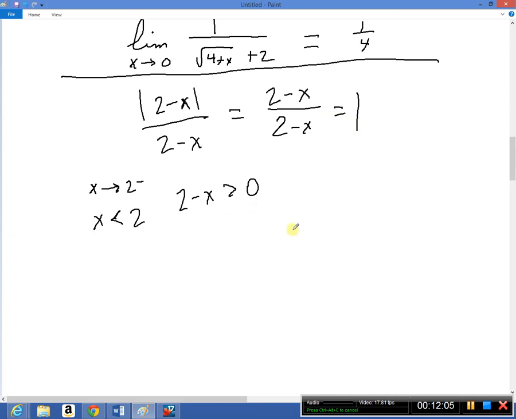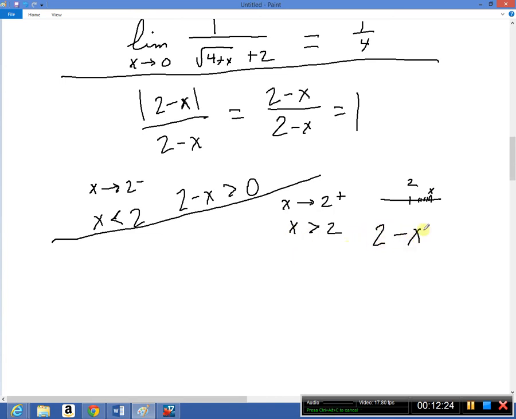All right. What about the other possibility? What happens when x is approaching 2 from the right? Well, that just means that x is bigger than 2. Think of the picture. Here's 2. Where's x? X is over here. So x has to be bigger than 2. So if x is bigger than 2, what's that say about 2 minus x? You're taking something bigger than 2 away from 2, so that makes it negative. Makes 2 minus x negative.